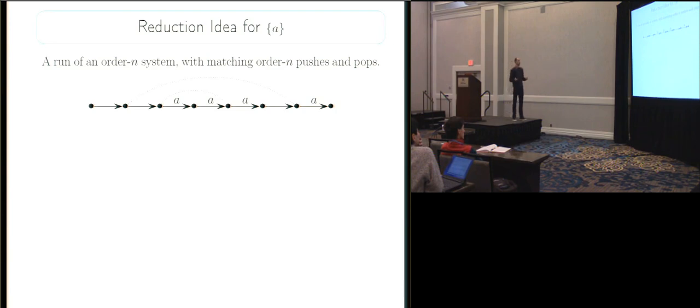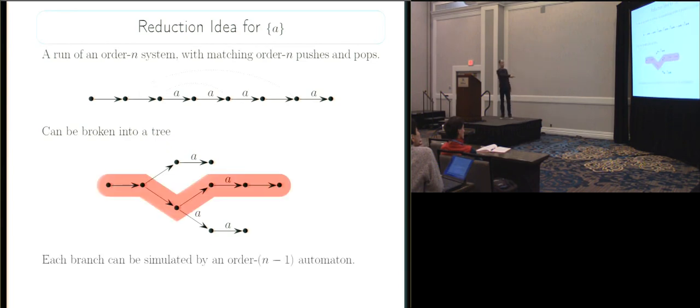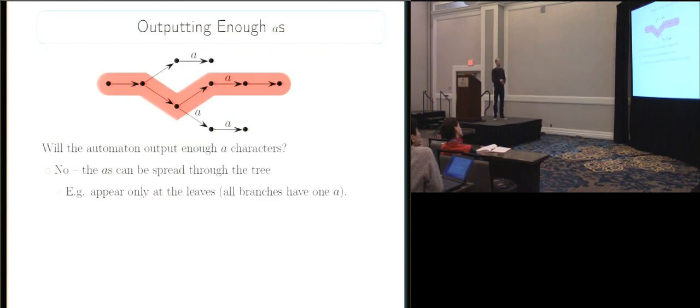And then there's a fairly standard way, once you've done that, of decomposing that run into a tree. So basically, every time you have a push, you have a branch in your tree, an extra branch. So this bit corresponds to this bit, and the leaves roughly correspond to the end of the arcs. The nice thing about this is that every branch in that tree can be run by an order n minus 1 automaton. So by doing this tree decomposition, we can follow one branch with something that's one order below.